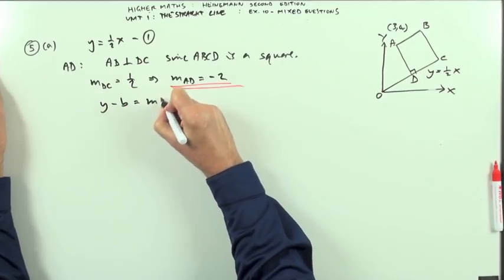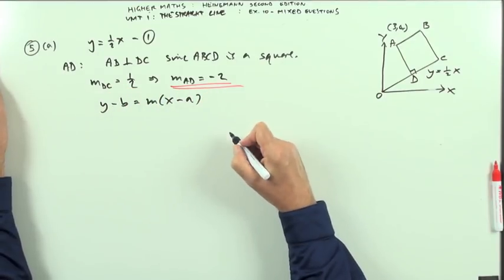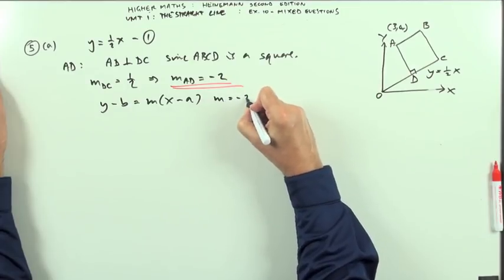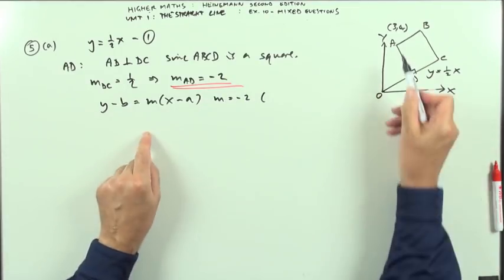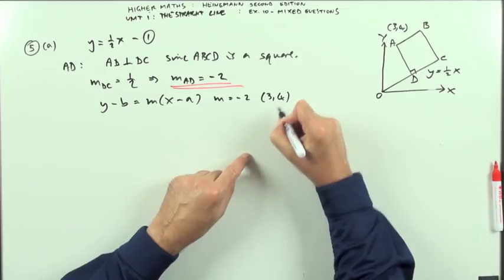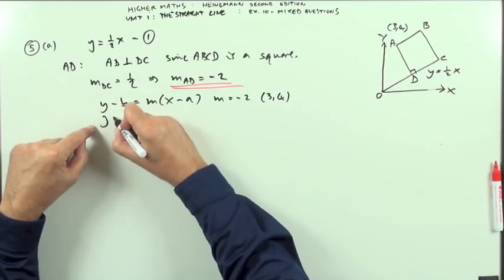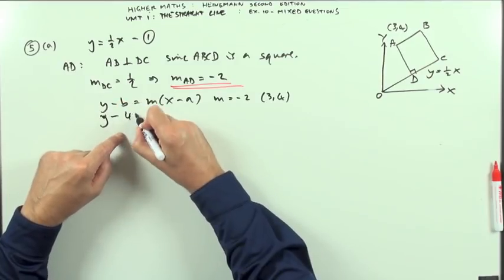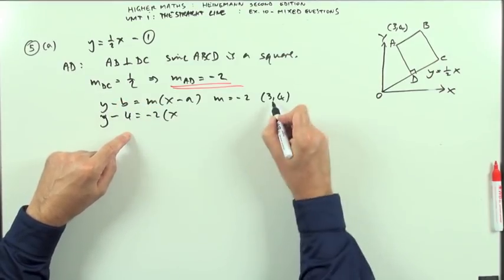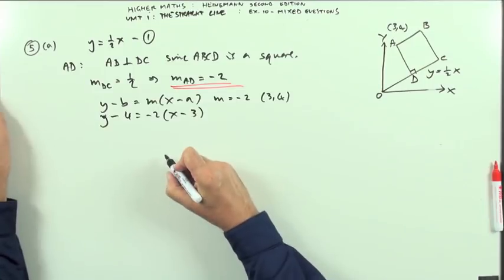Right, now for the equation. y minus b is m times x minus a. I'll just put a wee note again. The gradient's -2, and the point I'm using is the point 3, 4. I know a point on it, I know its gradient, so feed it in. y minus the y coordinate. y minus 4 is -2 times x minus the x coordinate.